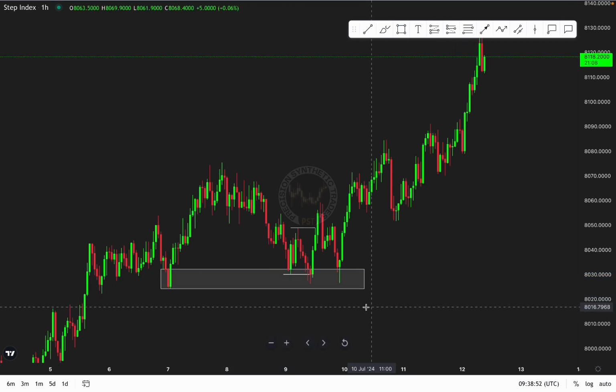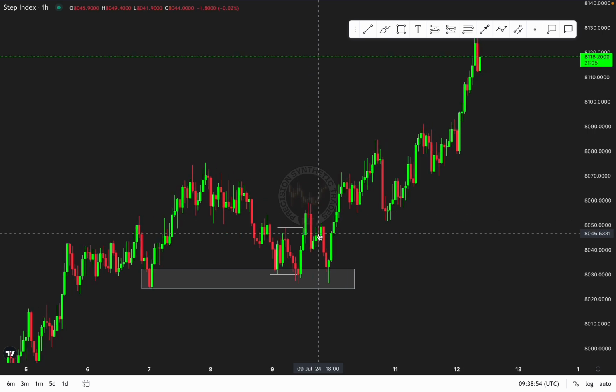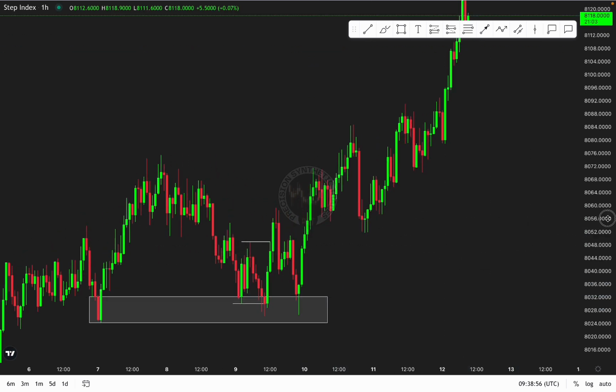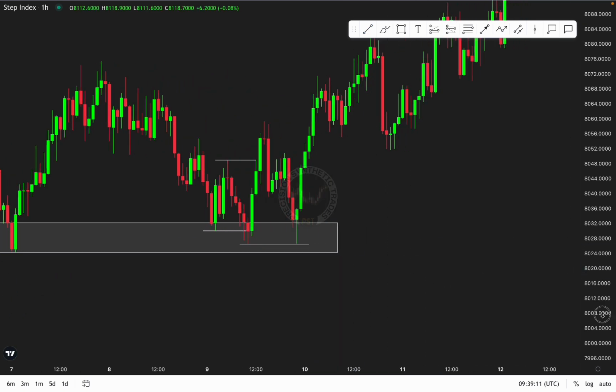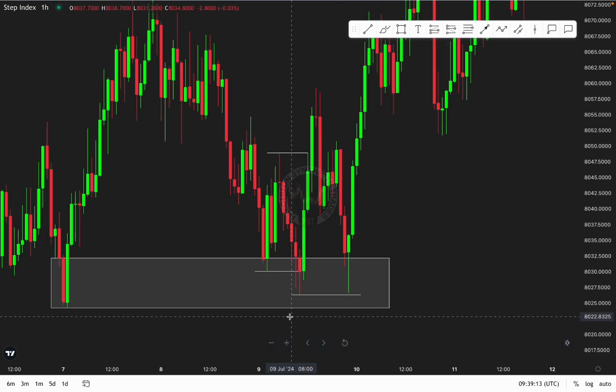Price never broke this low. We continued up. As you can see, if I zoom in, this was the low that was created that made this push. Did this wick, did it take out this low? No, it did not. So this is a strong low.